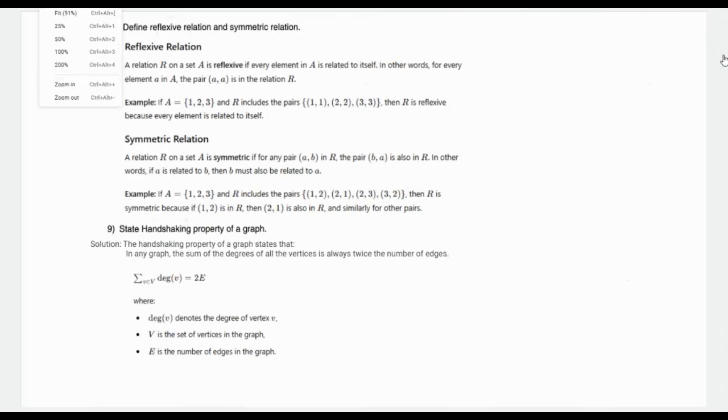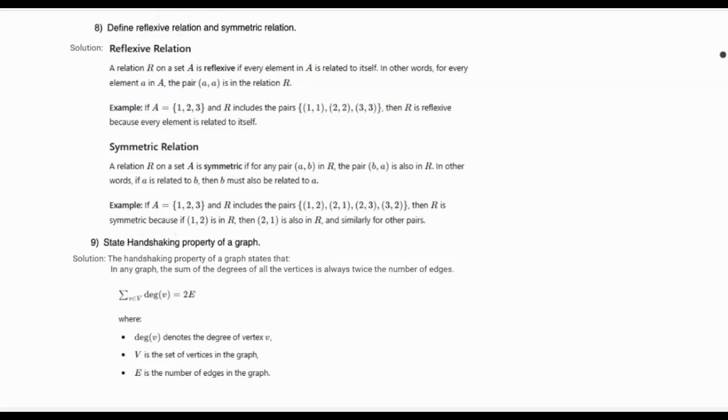Moving with the next question, you have reflexive relation. What is a reflexive relation? A relation R is reflexive if every element of A is related to itself. So, for example, for every element a in A, there is a pair (a, a) belonging to R. For example, if A is 1, 2, 3, then the reflexive relation of this set will be (1,1), (2,2), and (3,3), where R is reflexive because every element is related to itself.